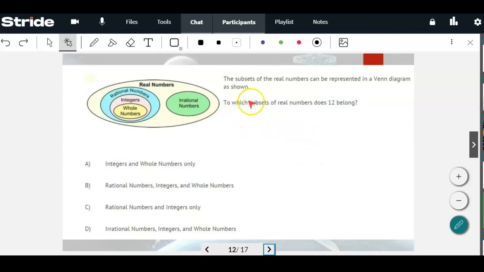So here you have a subset of real numbers represented in a Venn diagram. To which subset of real numbers does 12 belong? Well, 12 is a whole number, so I'm going to write it in the yellow circle. It's going to be kind of small. It's also an integer and a rational number. It could be A, but this says only. This says rational, integer, and whole. Whole, integer, rational. That's correct. It includes all three of those in this diagram.